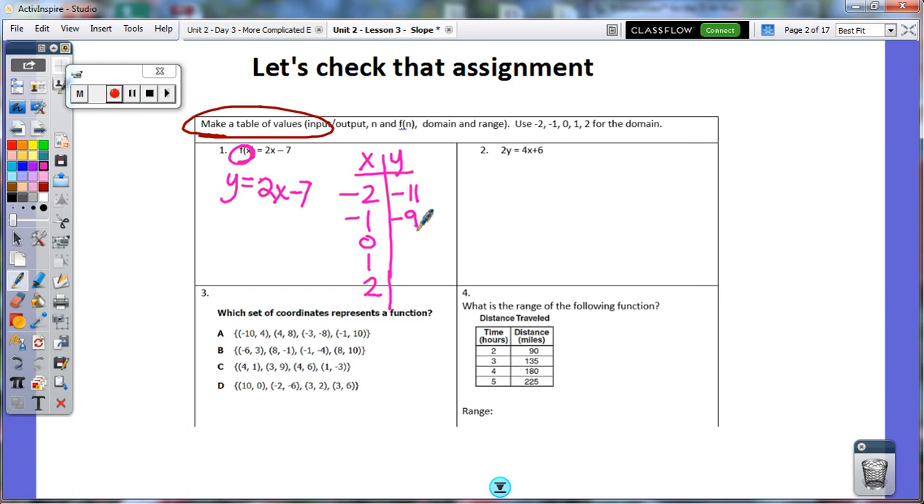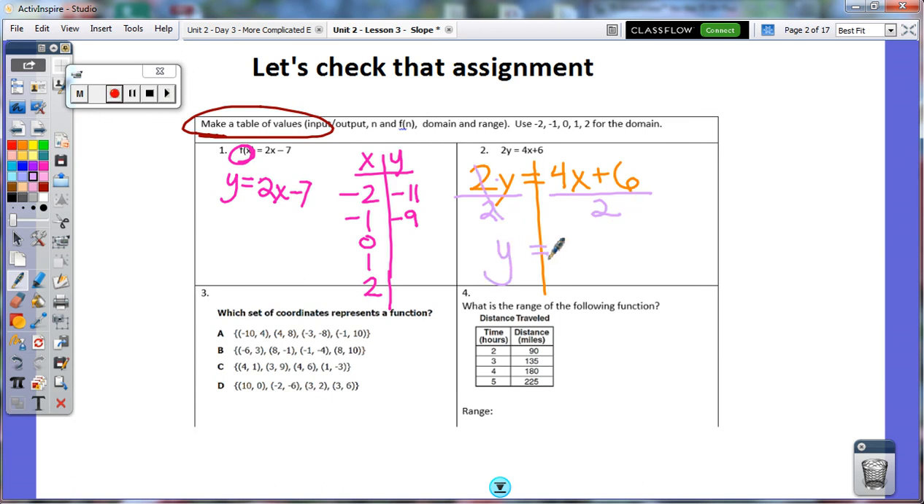So 1 and 2 are going to be your most difficult questions on that homework. For number 2, the reason why it's so difficult is because it's not in the correct format. Guys, in the calculator it has to be y equals. And if you look at number 2, it says 2y equals 4x plus 6. So I've got two sides of that equation, and I need to get the y by itself. Well, guys, isn't that 2 times y? So to get rid of multiplying by 2, I'm going to divide by 2 on both sides.